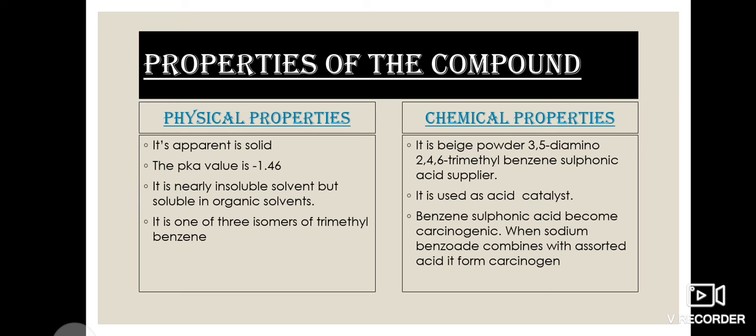We discuss the acid or base catalyst. An acid can catalyze a reaction by losing an electron, and a base can catalyze a reaction by gaining an electron. Benzene sulfonic acid can become carcinogenic. When sodium benzoate combines with the associated acid, it forms a carcinogen.